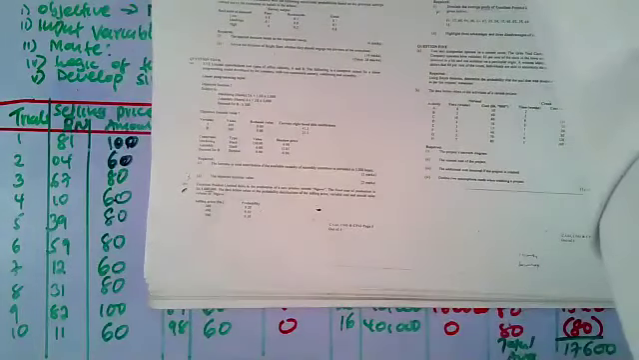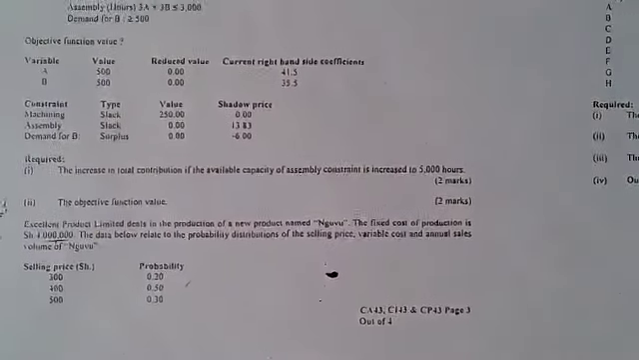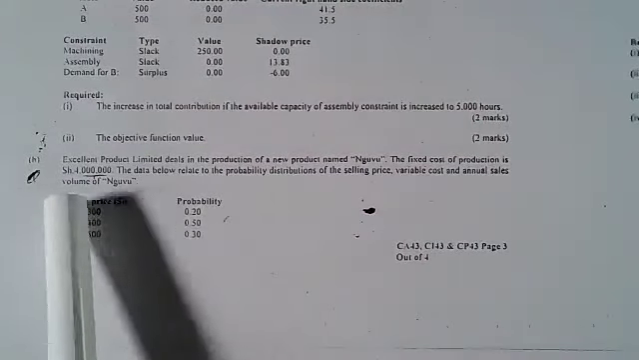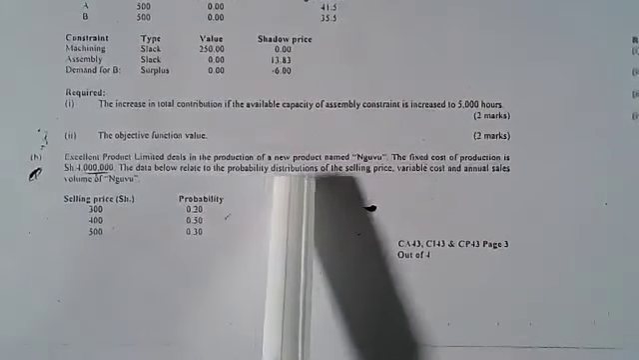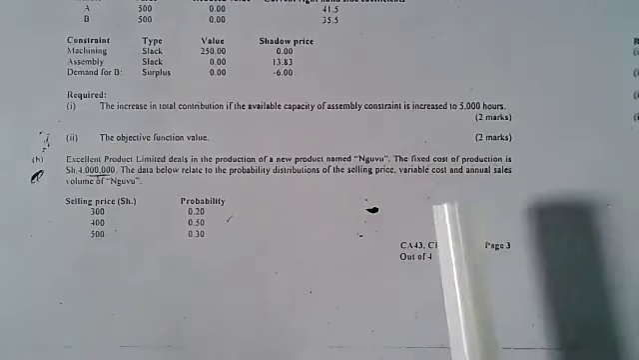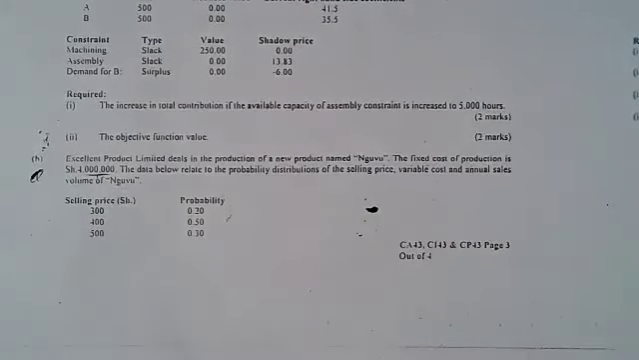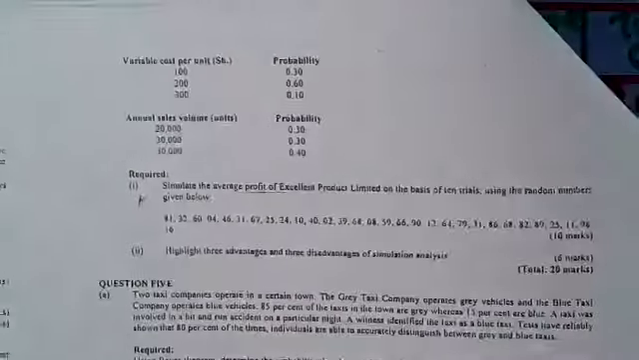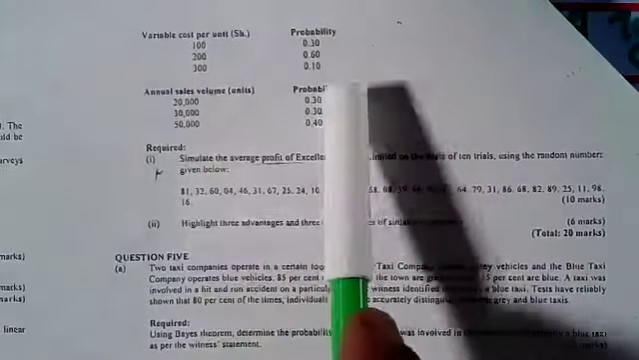It's the same question we have done. I told you, examiners usually don't set new questions. They just repeat what we have been doing here. Like in this one, remember, Excellent Product Limited deals in the production of a new product named Guvu. The fixed cost of production is 4 million. The data below relate to probability distribution of the selling price, variable cost, and annual sales volume of Guvu. So you have the selling price, probability, then variable cost, probability, annual sales volume, probability.